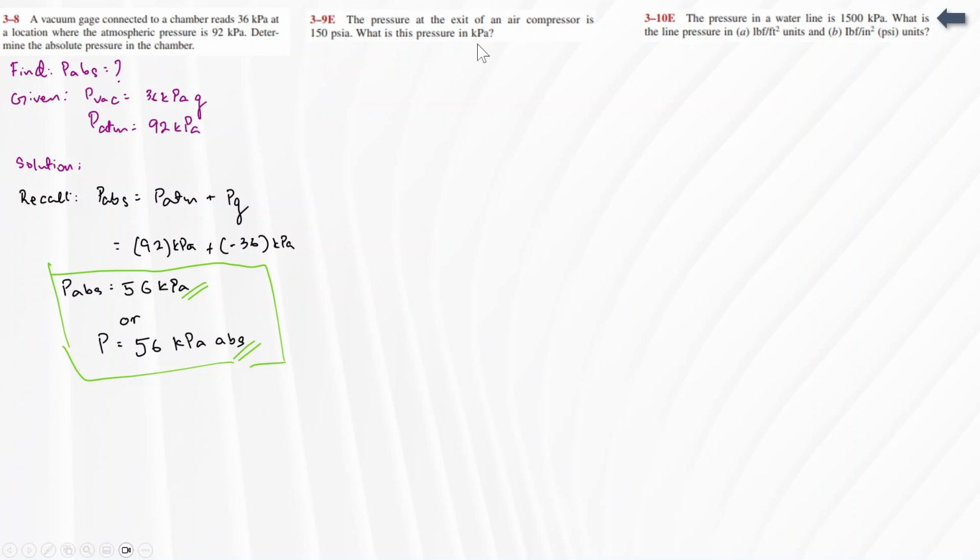3-9, the pressure at the exit of an air compressor is 150 psi. What is the pressure in kilopascals? It's kind of like a trick question. This is something I quizzed second year students on, and quite frankly, they got confused. It's funny because they have thermodynamics, so I don't know what the problem is. So this is pretty much straightforward conversion. Even though it says absolute pressure, it's just being asked, what is the pressure in kilopascals?